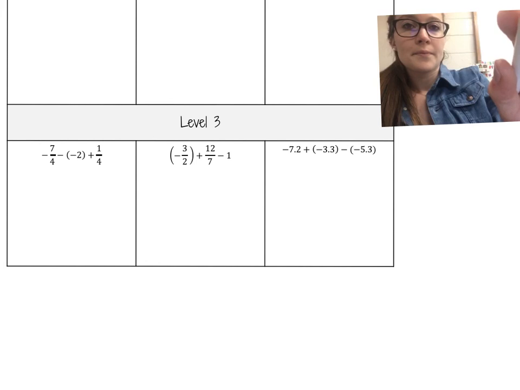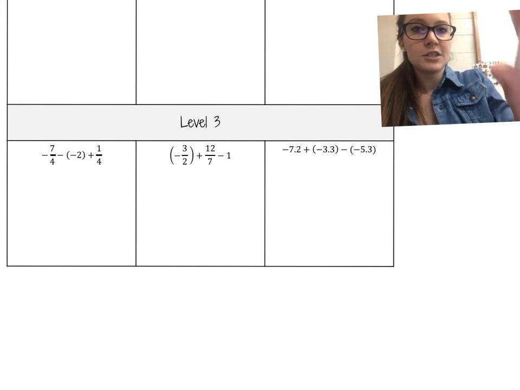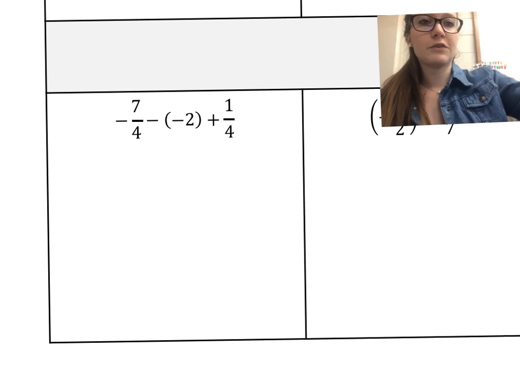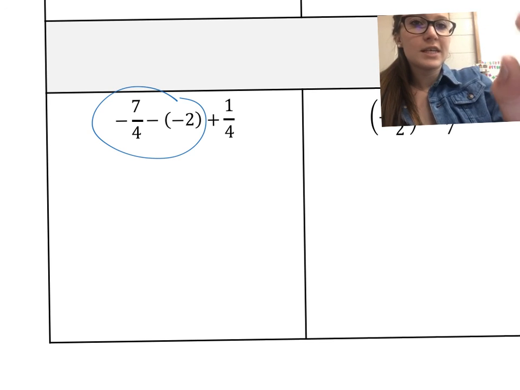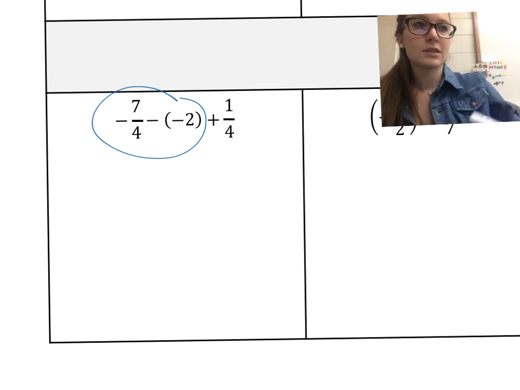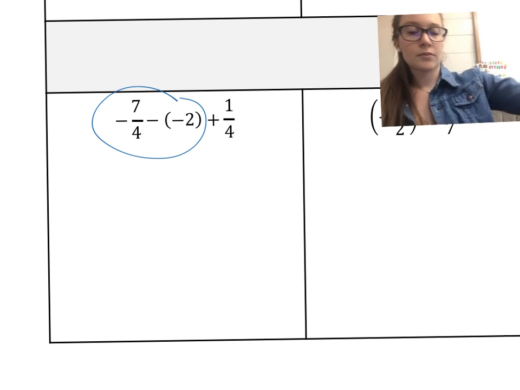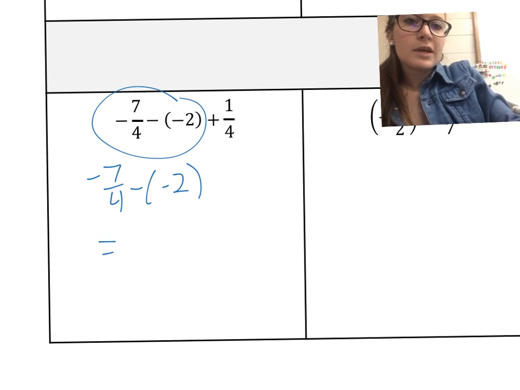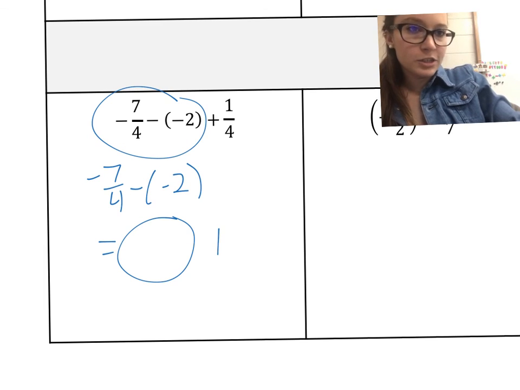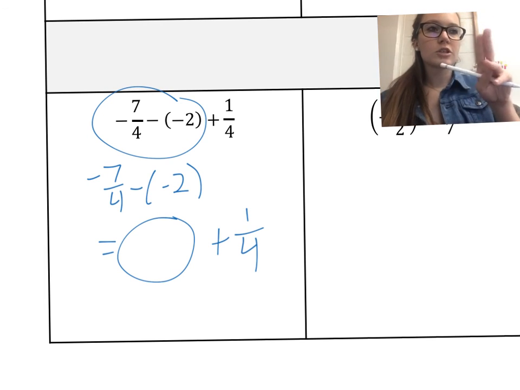Okay? So my advice to you is if you have one like this, start with negative 7/4 minus negative 2. Okay, then whatever that answer is, then add 1/4. Okay, so just do 2 at a time.